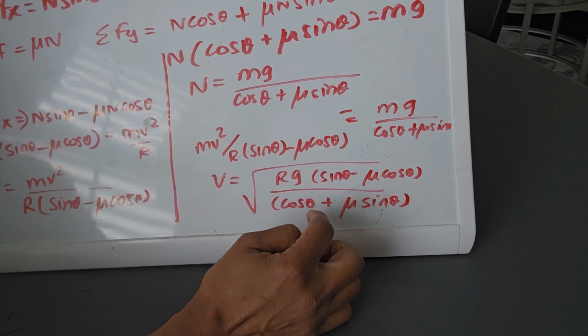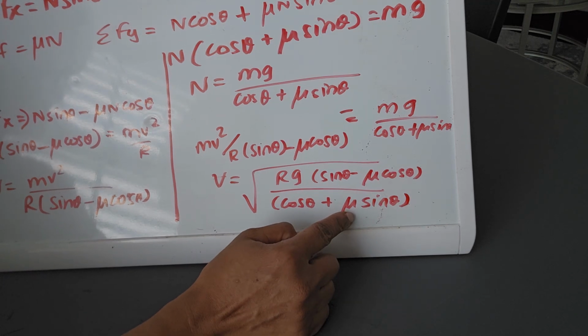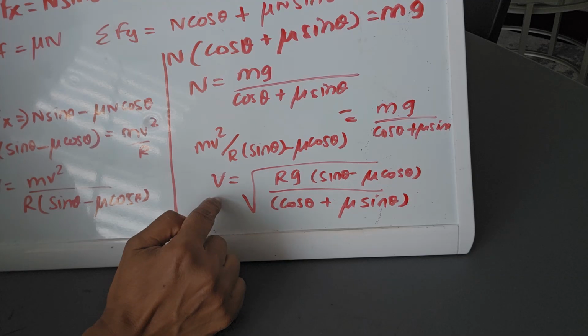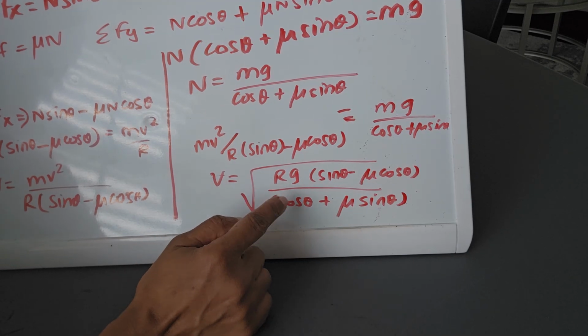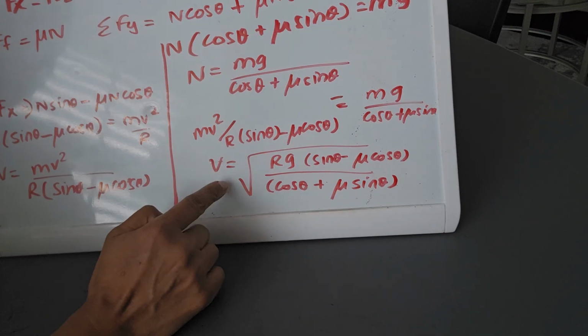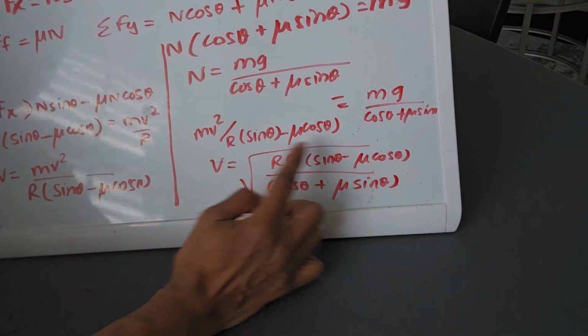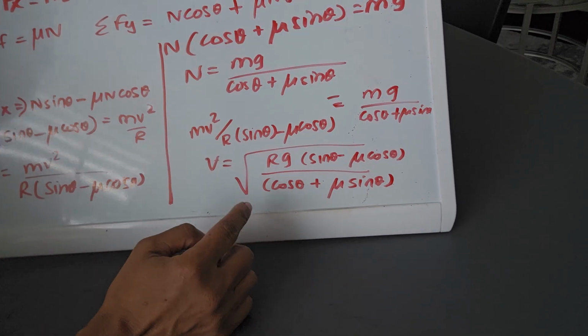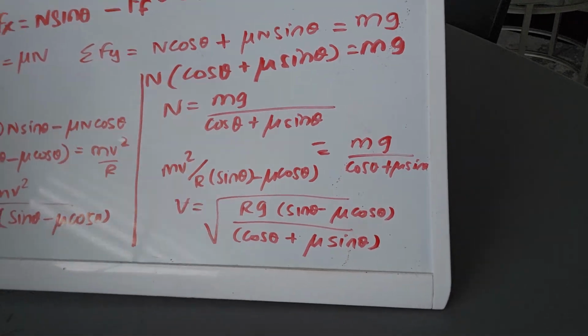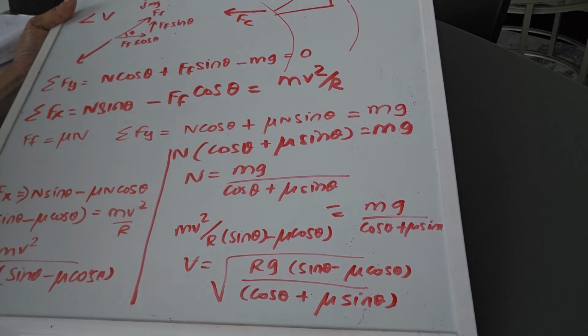If you rearrange this and plug in mu equals 0, you are going to go back and get the same velocity as in case 1, the square root of r g tan theta, where mu is 0. In this case, since we have friction, mu plays a role and gives more leverage on the velocity that the cars could have when turning on the banked curve. Hope this helps. Thank you.